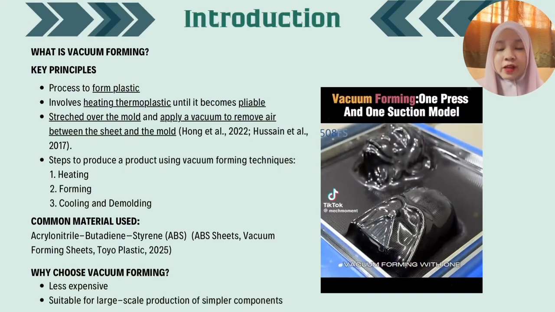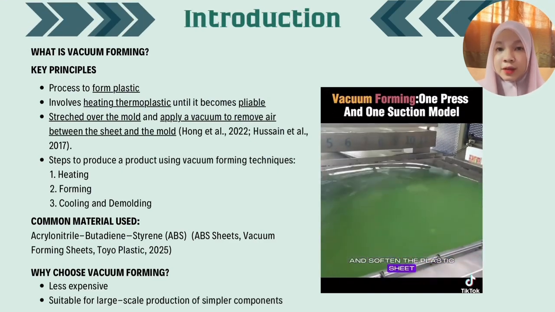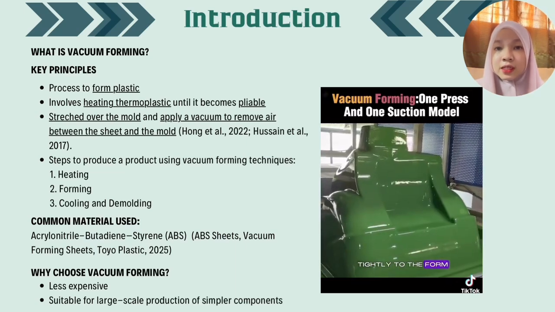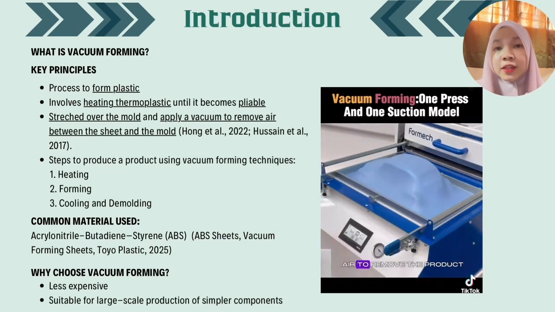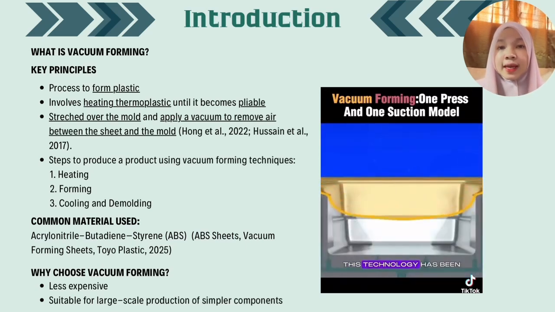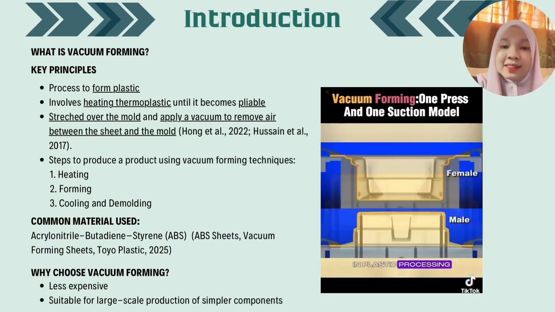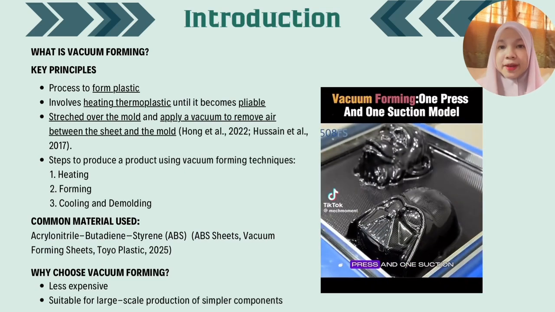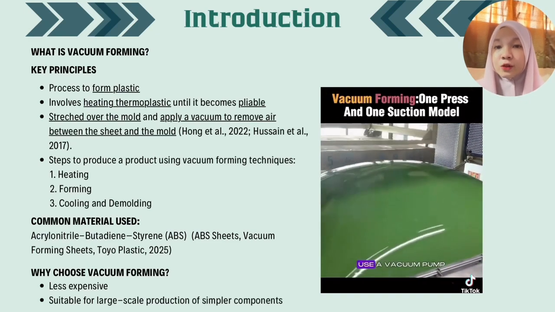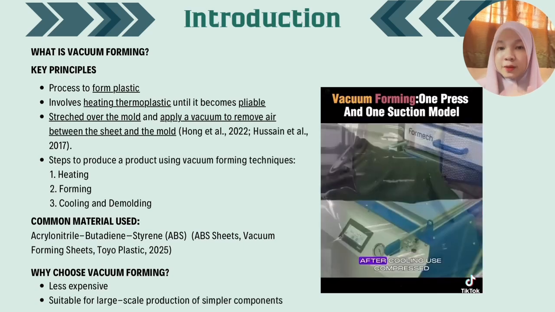So what is vacuum forming? Vacuum forming is one of the manufacturing processes to produce plastic products. As we can see in the video, the process initiates with heating thermoplastic until it becomes pliable, and then it is stretched over the mold and the vacuum is applied to remove the air between the mold and the sheet. There are three main steps to produce a plastic using vacuum forming, including heating, forming, cooling and demolding. So the details will be explained later.